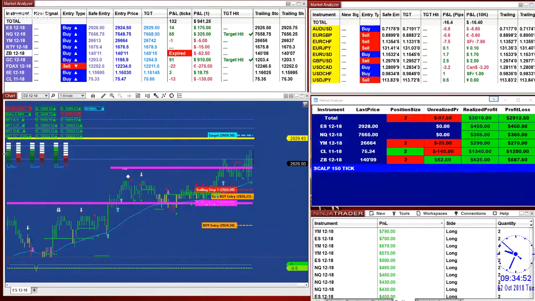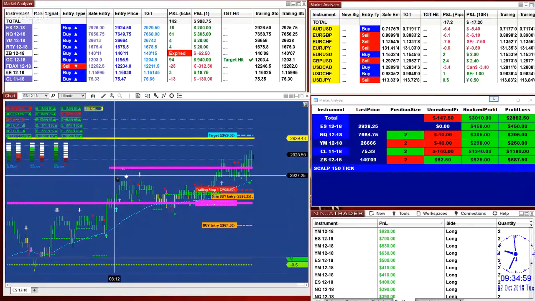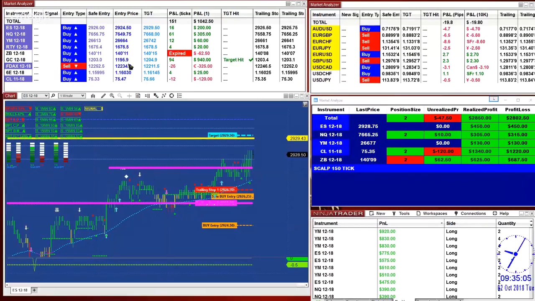For the ones who just joined us, we are covering three different automated trades. The market analyzer with the chart here is based on three different automated trades, an ATM strategy, and a fully automated one. You don't have to do anything.